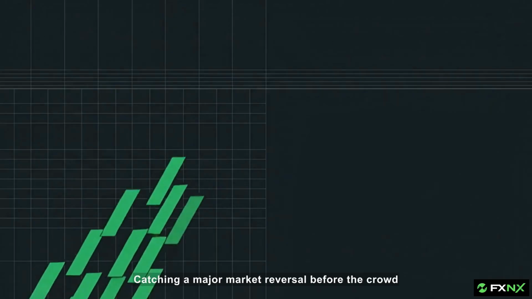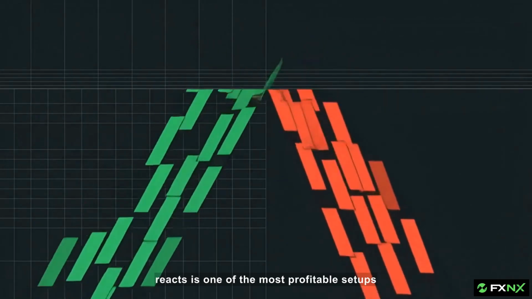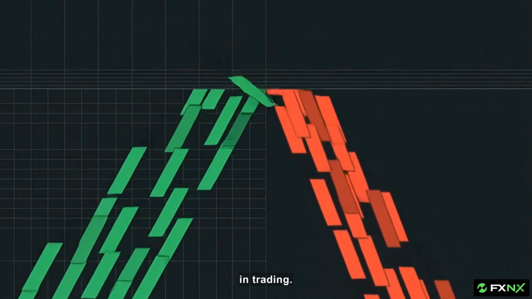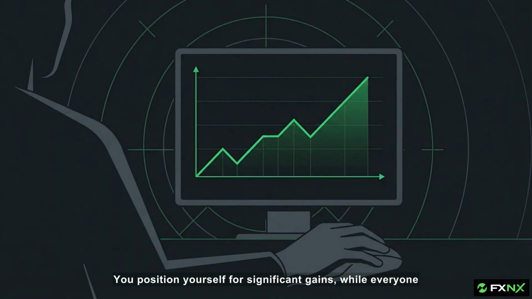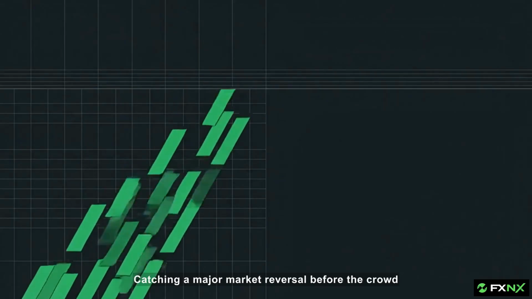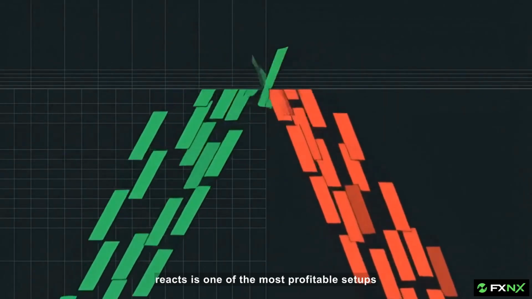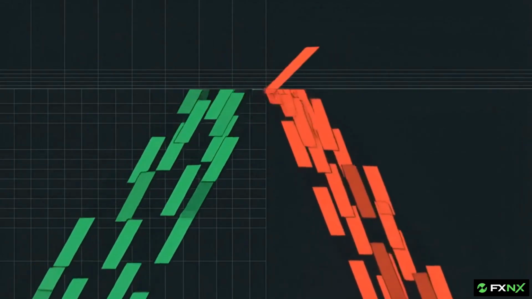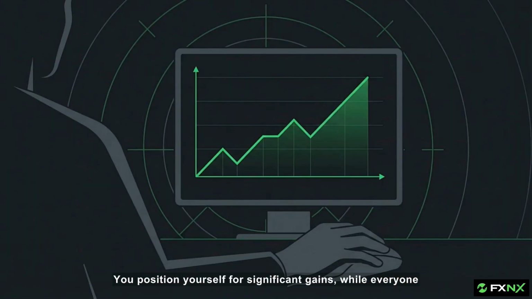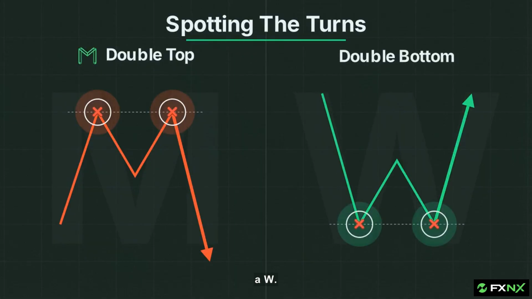Catching a major market reversal before the crowd reacts is one of the most profitable setups in trading. You position yourself for significant gains, while everyone else is still trying to figure out what happened. And the most famous shapes for spotting these turns are the double top, which looks like an M, and the double bottom, which resembles a W.